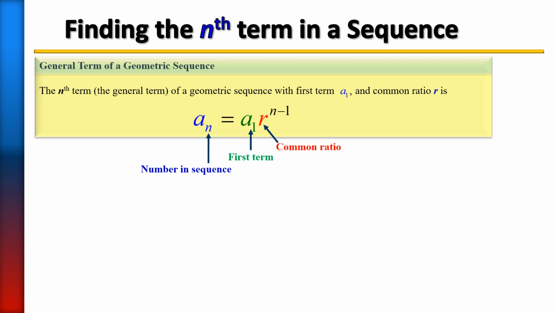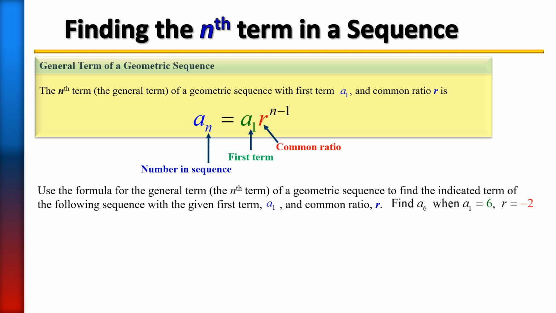So let's go back to the problem that we're working on. We were given that the first term is 6, so a sub 1 is 6. R is the ratio, common ratio is negative 2. Now the formula itself is the first term times the common ratio raised to the n minus 1 power. Again, the first term times the common ratio raised to the n minus 1 power.